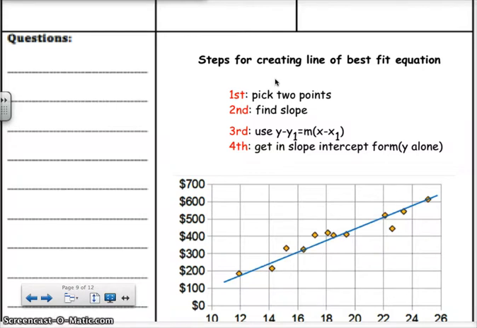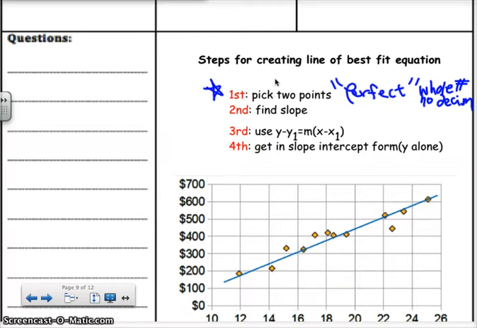So the steps: you pick 2 points. Pick 2 perfect points, right? Perfect. That means I don't want you to estimate. I want them to be perfect points. Whole numbers. No decimal. Okay? That's what I mean. When I say perfect points, don't make it a fraction, don't make it a decimal. Try to make sure they're a whole number.